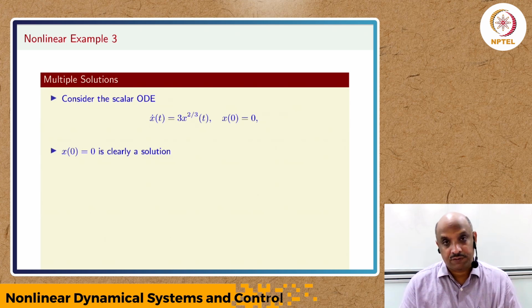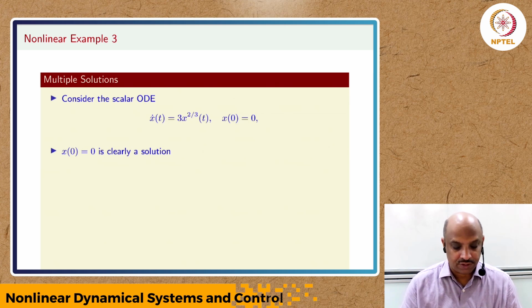For the initial condition x of 0 is 0, we can clearly see x dot of t is 0 and x power 2 by 3 is also 0. So it satisfies both the ODE and the initial condition, right? I keep saying ODE and initial condition. In reality, ODE means both the derivative equation as well as the initial condition, so we'll stop saying them separately. Now, this is clearly one solution.